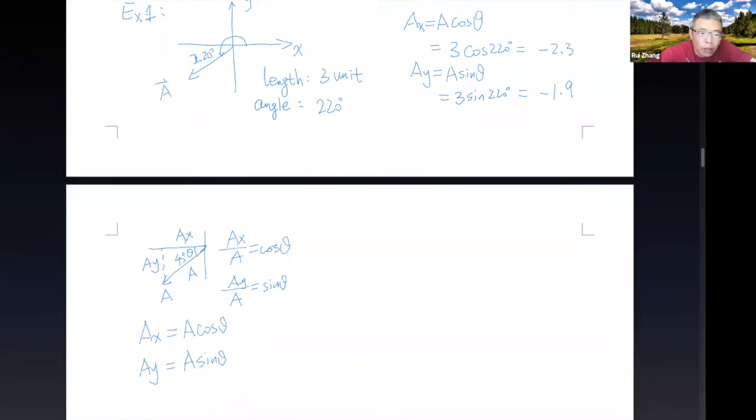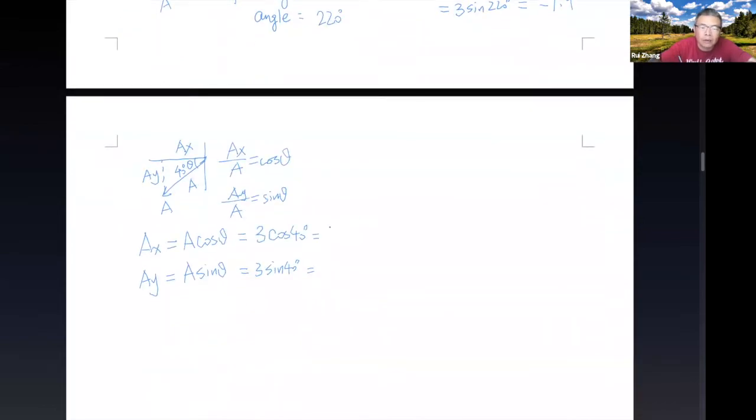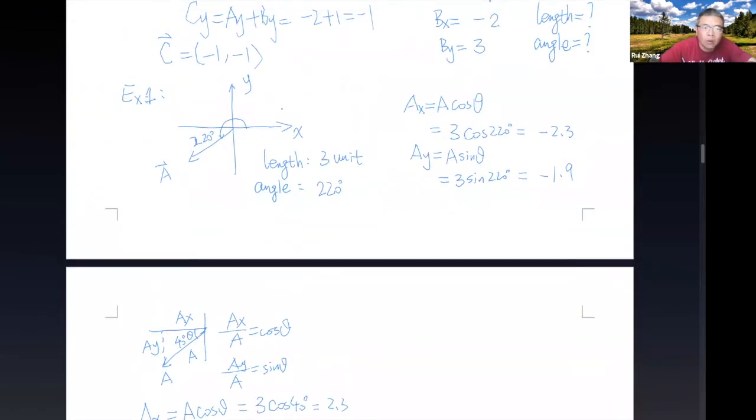If you use 40 degrees here for this angle, you can calculate these components, but you're not gonna get the minus sign. So you're gonna have 3 cosine 40, and 3 sine 40. In both cases, you're gonna get positive numbers. So you're gonna get positive 2.3 and positive 1.9, okay? That's because you use this angle instead of the actual angle in the coordinate system, okay?